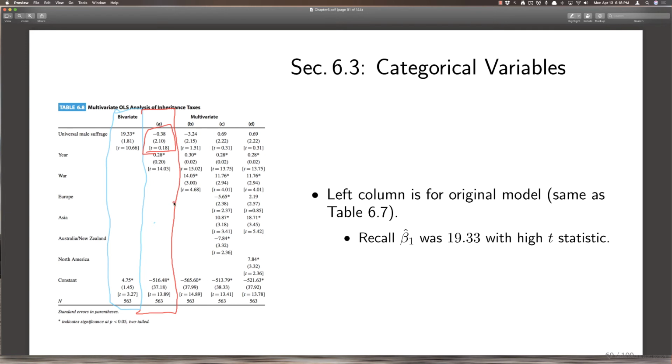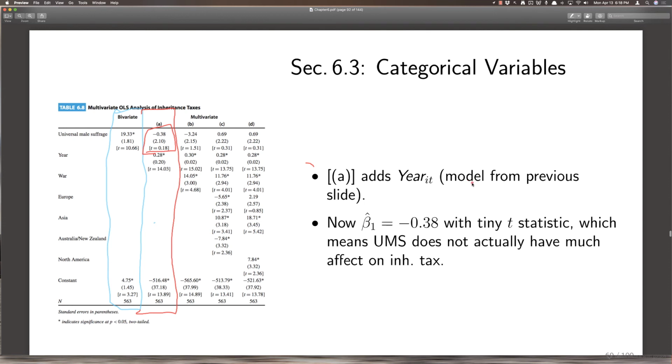So it could be the case that all that is happening when we see this difference between the two groups is, yeah, it's true that countries without universal male suffrage have lower inheritance taxes than countries with an inheritance tax in a given year. But the reason we see that difference is just because over time, both of those variables went up, right? The number of countries with universal male suffrage and the percentage of inheritance taxes both went up over time. And now we no longer see a statistically significant effect, all right? Tiny t statistics, we can't reject the null that universal male suffrage is doing nothing here, that it really is just the passage of time.